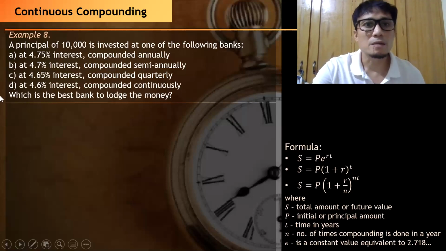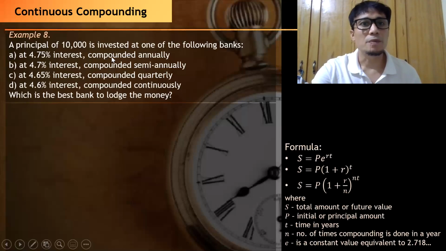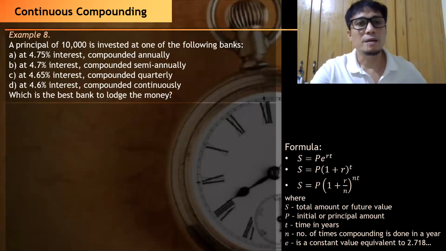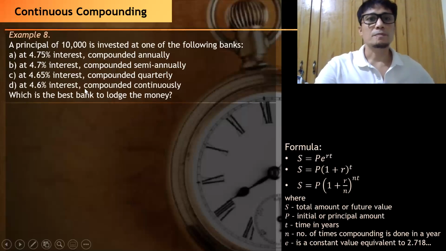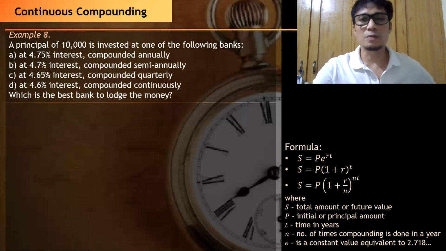Well, we have, for letter A, annual compounding, so that refers to this formula. The second and the third are for the case where we are compounding the interest rate several times in a year, so that means that we're going to use this formula. And the last is the case where we compound continuously, and that's the first formula.